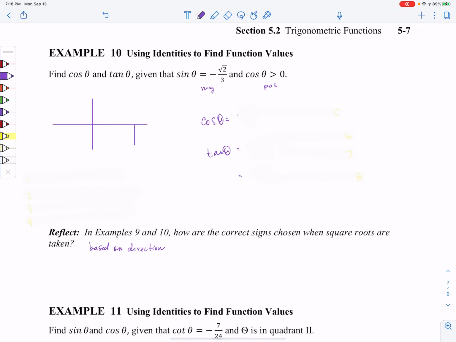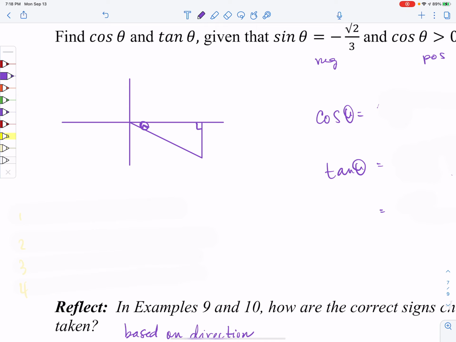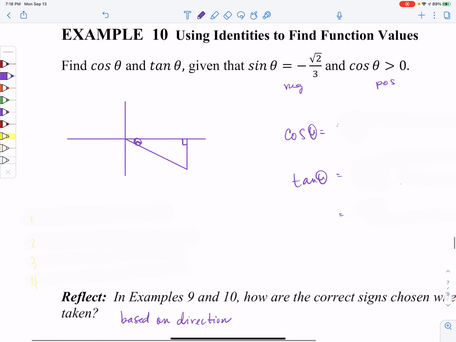And we're choosing the 4th quadrant because of that given information. So I'm putting my right angle on the x-axis. My theta is at the origin. Now, not only is sine negative, but the sine of theta is also negative root 2 over 3. And remember that this is going to be opposite over hypotenuse. So don't worry about the negative yet. We'll figure out where to put that. So we have a root 2 on the opposite, a 3 on the hypotenuse.